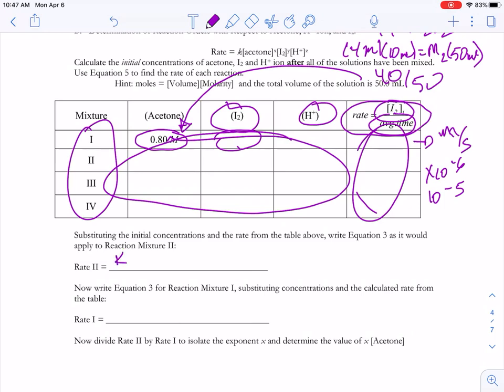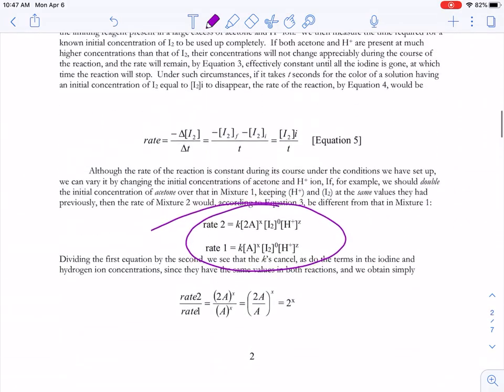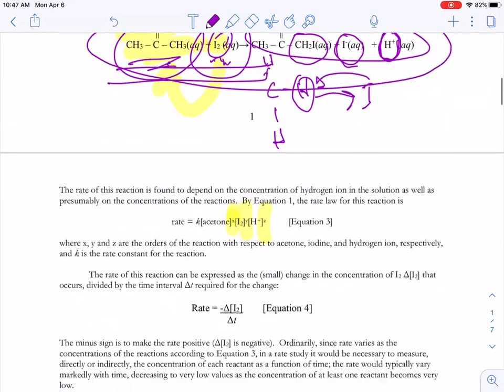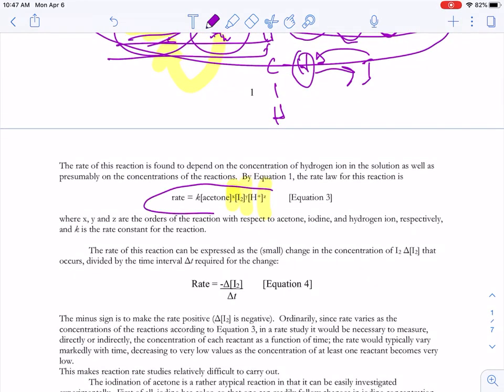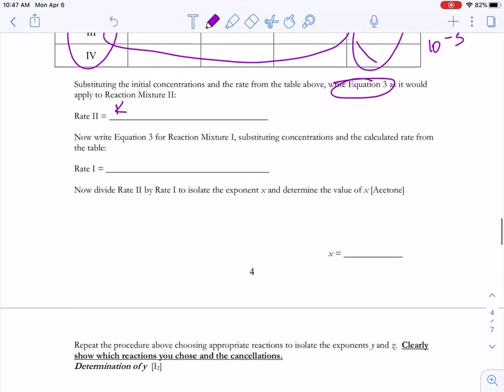So this is going to be like K times, and the whole key to this is that you're going to go up to equation 3. Okay, so if you scroll back up and you find equation 3, that's this one. So you're going to write this in terms of the concentration of my acetone, which you're going to know, the concentration of my iodine, and the concentration of your hydronium ion. So you will be able to actually substitute in those values.